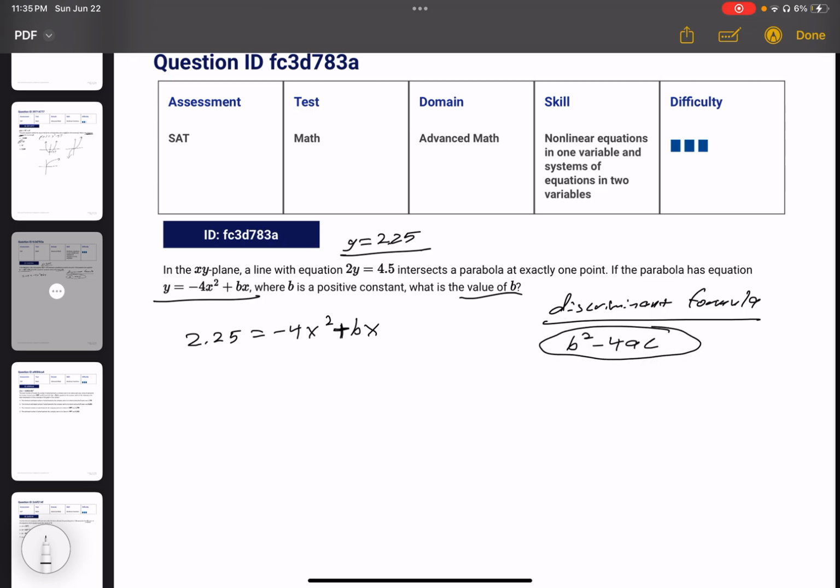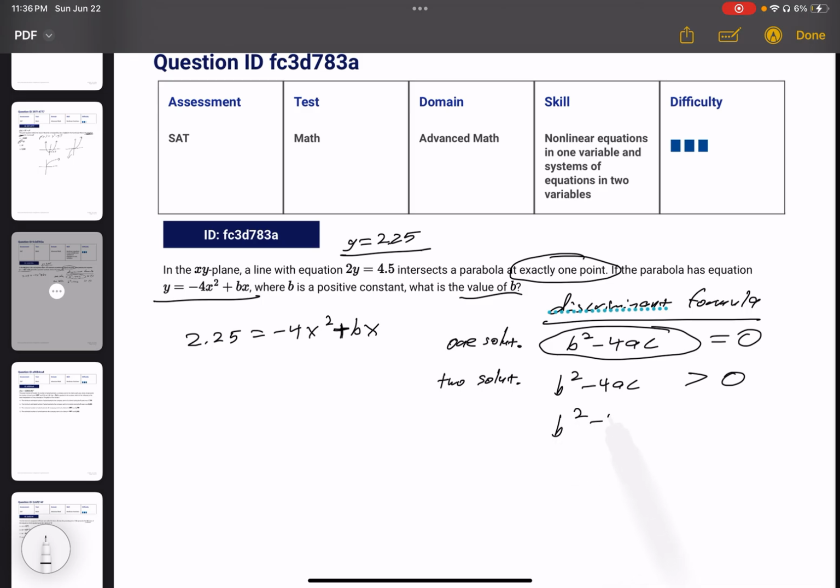And this formula has multiple uses. So when it says that there is exactly 1 point or exactly one solution, this is going to be equal to 0. However, I'm going to write this here, one solution. When there are two solutions, b squared minus 4ac isn't going to be equal to 0, but greater than 0.